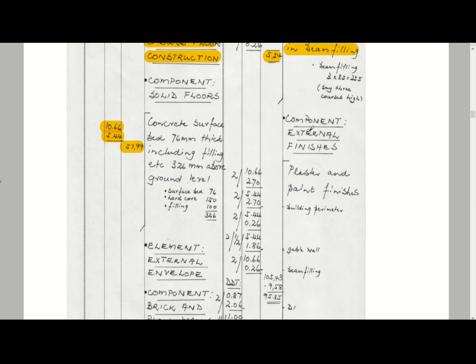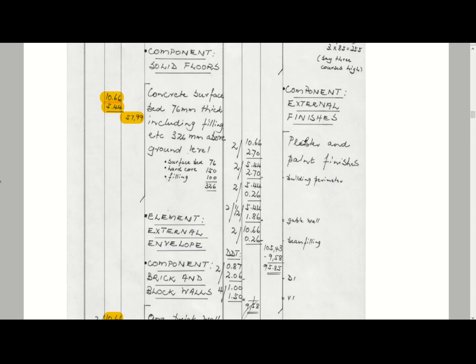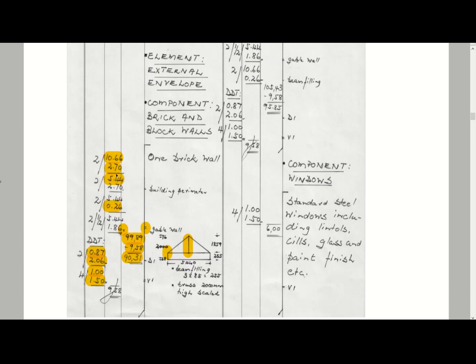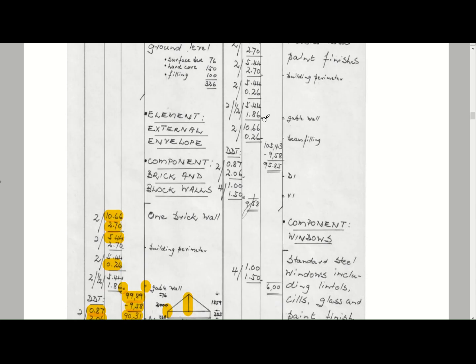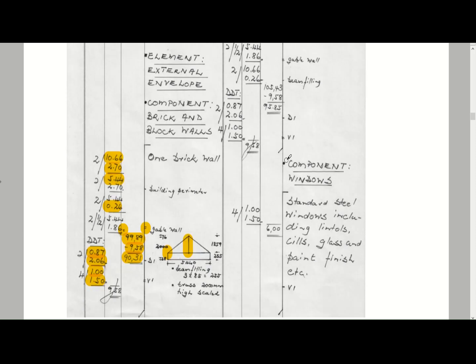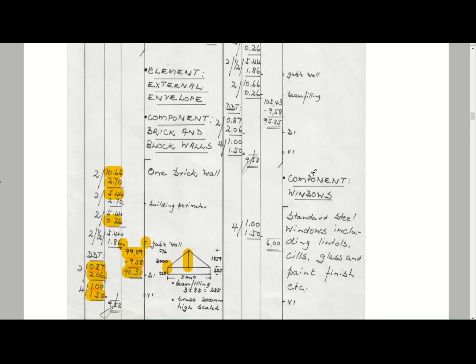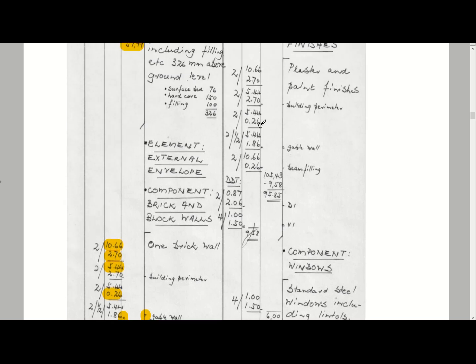Then we've got the component external finishes. For your external finishes, we've got plaster walls. What you can do is use all of these dimensions and times it with your internal walls and gable end trimmings. For now I'm going to stop it here for our first video.